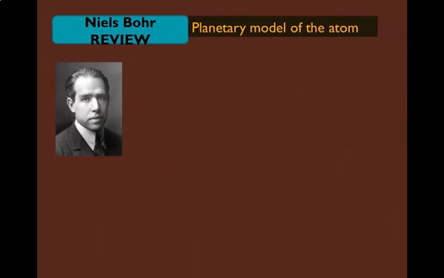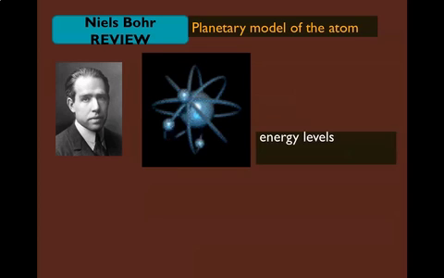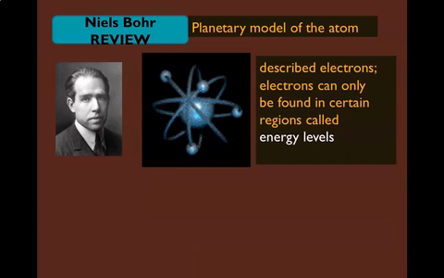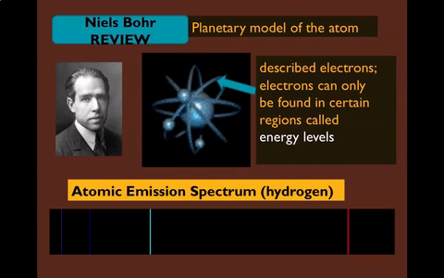He had the planetary model of the atom, which is where the electrons orbit the nucleus just like the planets orbit the sun. He described electrons, and he said that electrons can only be found in certain regions called energy levels. He based this off of the atomic emission spectrum for hydrogen, which looks like this.